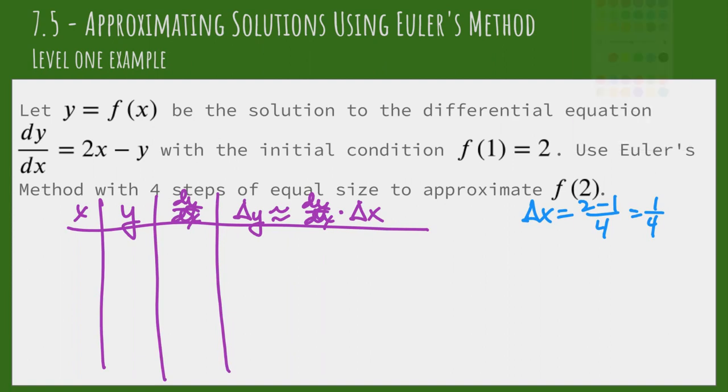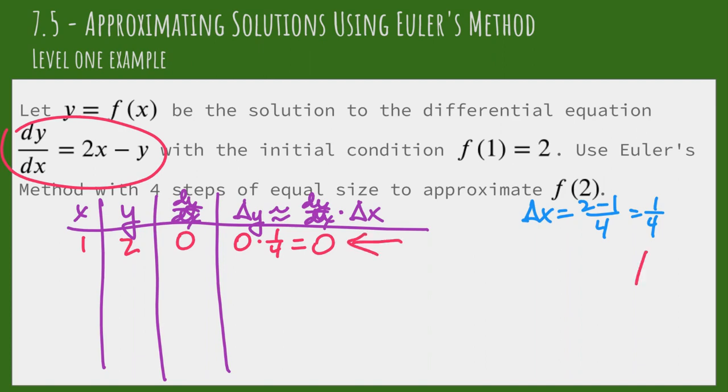And so starting at the point (1, 2), we find the derivative at that point by plugging it into the differential equation. That's going to give us a derivative of 0 at that point. So delta y is going to be 0 times 1/4, which is 0. So y is going to change by 0, x is going to change by 1/4. And so essentially what we do is we add those two values to the x and the y to get our new x and y. So x now is going to be 5/4, y is still going to be 2.